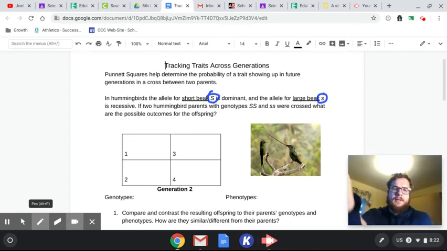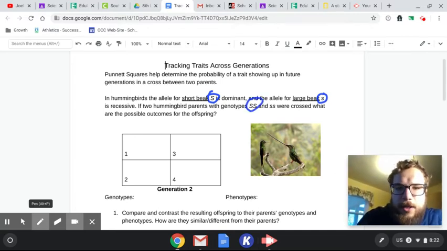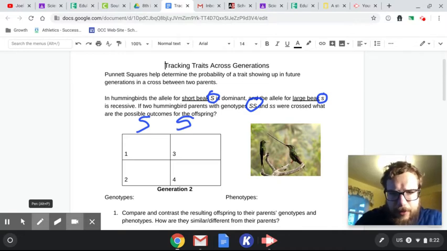All right, so I'm going to set this Punnett Square up. Parent 1 is going to go up top, and parent 1 is right here. We've got big S, and we've got big S. And then parent 2 is right there, and they're going to go on the side.